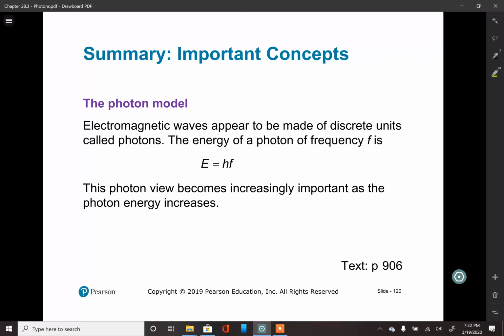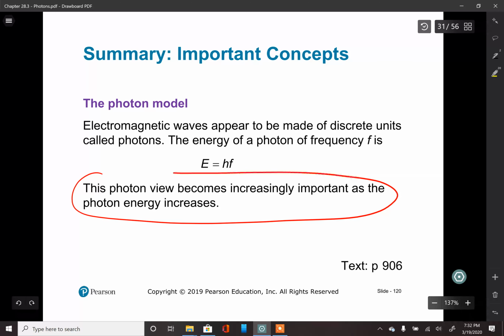So really, this is the important message. When do we care? Two circumstances, really. The first is when the energy in a single photon is quite high, like X-rays or gamma rays, or when we don't have very many photons, a very, very dim light source.